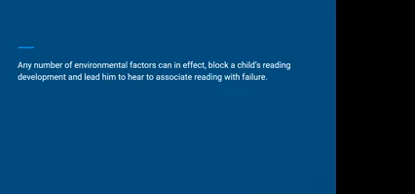Next slide, ma'am. So accordingly, any number of environmental factors can in effect block a child's reading development and lead him to associate reading with failure. So it's really the environmental factors because according to psychology, 30, no? 30% of the environment will contribute to the development of the learner or development of the child. Okay, 70-30. 70% that's genes rather, and 30% that's environment. Okay? Ayan. All right, next, number 59.